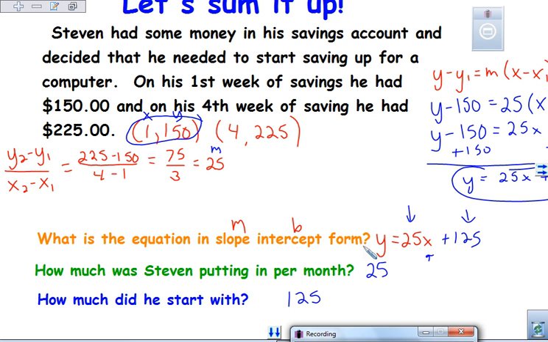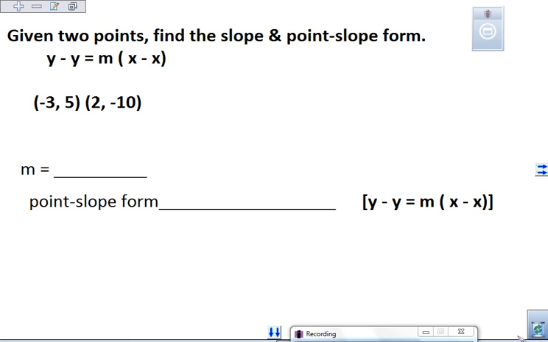This will be some of the things that you'll be doing on your worksheet for today. So let's go through another example similar to this. Given 2 points, find the slope and point slope form. So here's that point slope form that we were talking about. Given 2 points, we can calculate the slope. So we want rise over run.